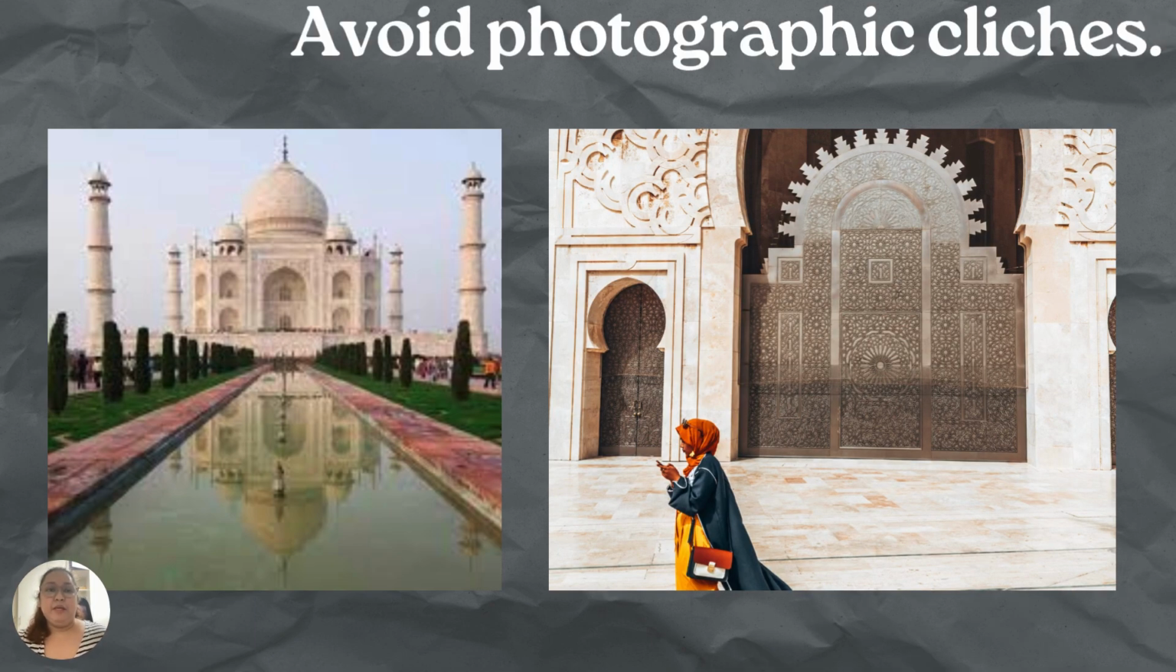The next key point is avoiding photographic cliches. Photographic cliches can simply mean overused photographs. The one on the left is an overused photograph of the Taj Mahal from the UNESCO Heritage Site. And the other one is an overused photo of Morocco. Normally, you would see photographic cliches in travel magazines or travel articles.